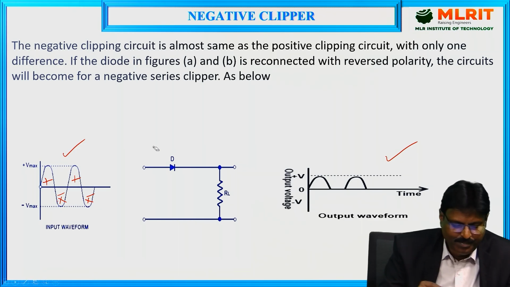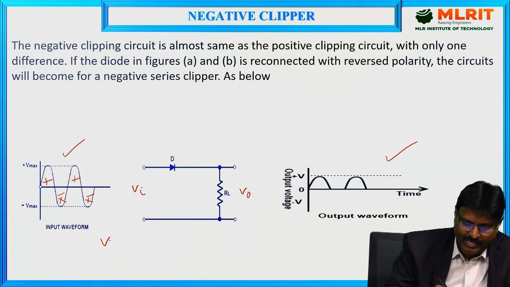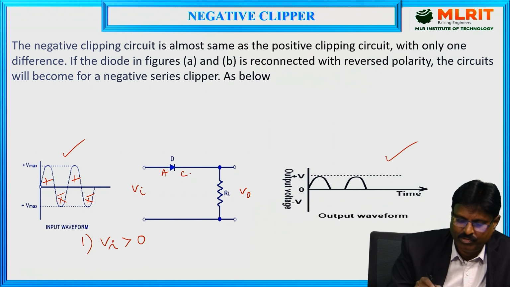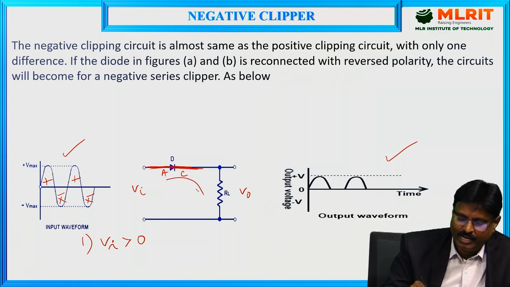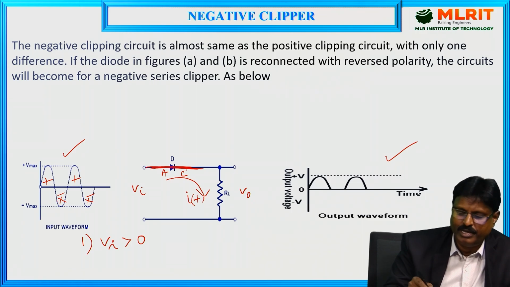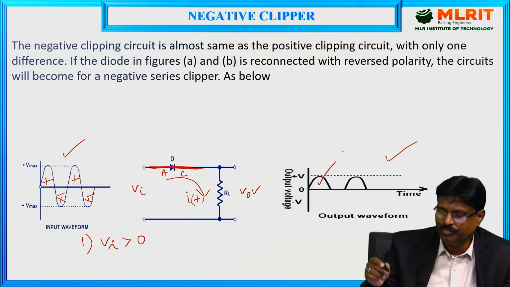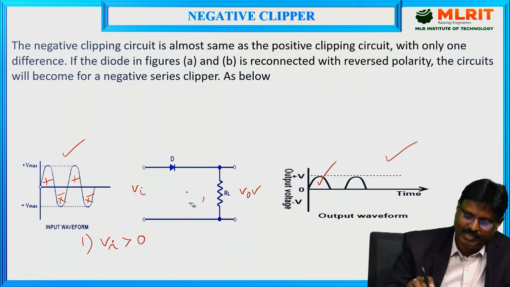So during the positive half cycle, let us see what happens. So this is Vi and this is V naught. Let us take case 1, Vi greater than 0. Vi greater than 0 means what happens? This is the anode and this is the cathode. The anode is more positive when compared with the cathode. So this diode will be forward biased and it acts like a short circuit, and the current will flow through the diode and the load resistance RL in order to develop an output voltage V0. As you can see here, the output voltage is developed. So this is case 1 where Vi is greater than 0.